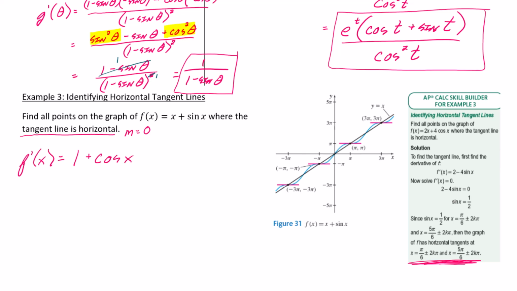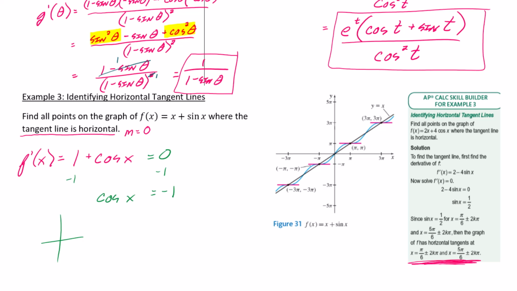And again, because we're trying to figure out when it has a horizontal tangent line, I'm just going to set that equal to 0 and solve. So if I just start the solving process by subtracting the 1, I get cosine of x equal to negative 1. And at this point we could think of on the unit circle where that would happen.